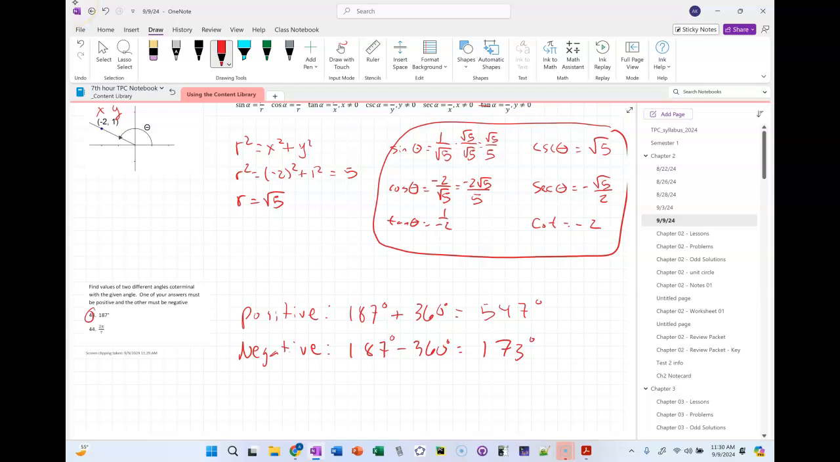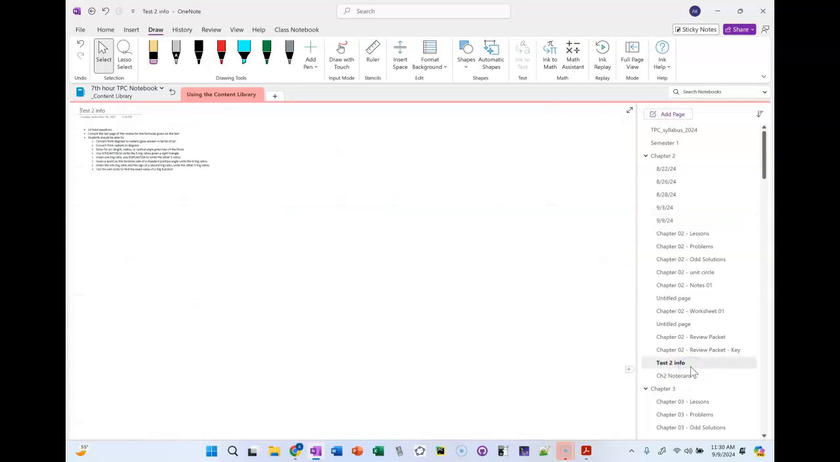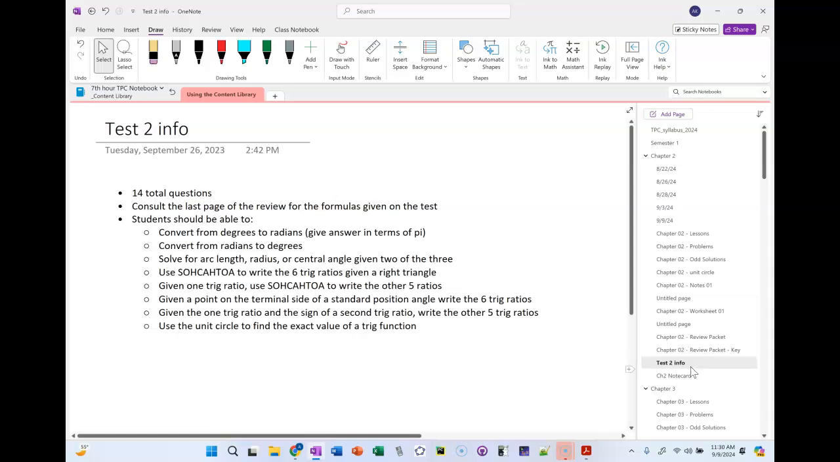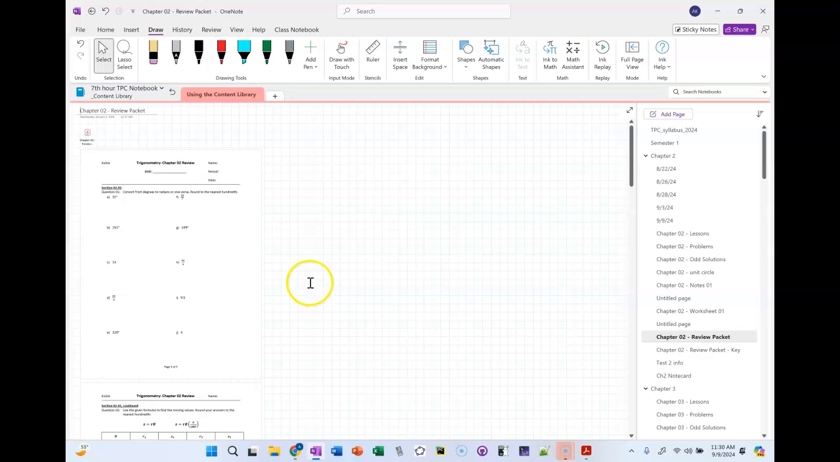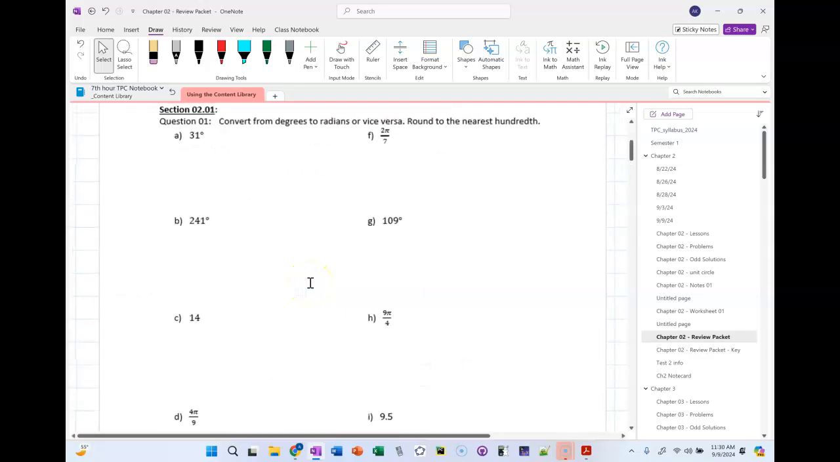So the next thing we'll talk about is what to expect for the test format. If you look in the content library, I have a test info page in here. It gives you a little bit of description of what you should be looking for. It says the test will be 14 total questions. The last page of the review has the formulas and stuff that I would give you on the test. You should be able to convert from degrees to radians and give your answer in terms of pi. You should be able to go from radians to degrees. That's like the first page of the review, right?